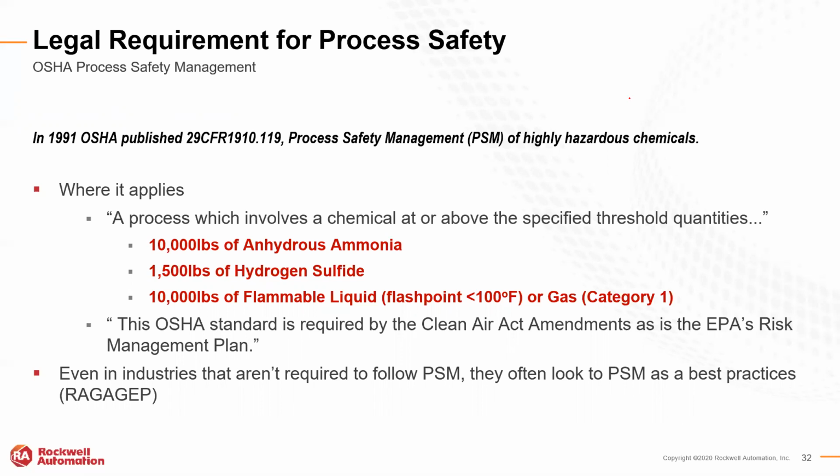And just as an example, it says a process which involves a chemical at or above the specified threshold quantities: 10,000 pounds of anhydrous ammonia, 1,500 pounds of hydrogen sulfide, 10,000 pounds of a flammable liquid with a flash point less than 100 degrees in category 1. So they're trying to show what types of flammable materials or hazardous chemicals you have to be aware of. OSHA then was put into place via the Clean Air Act, and it's a part of EPA's risk management plan.